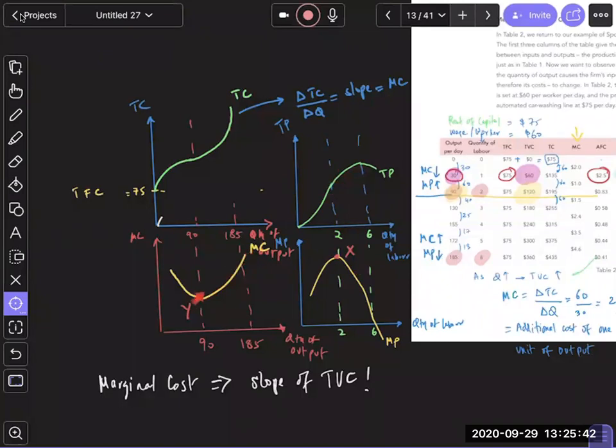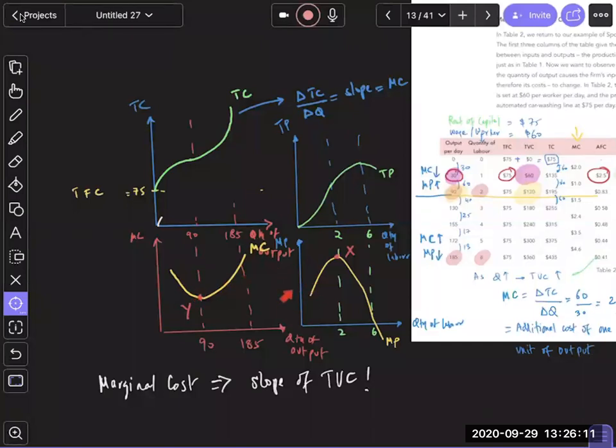In fact, the reason why marginal cost rises is because of the law of diminishing returns, which says that as you keep on adding more workers, MP falls. When MP falls, marginal cost goes up. What about total cost? The slope of total cost is marginal cost. And because marginal cost is falling, total cost is increasing at a slower rate. And then marginal cost is rising, which means total cost is increasing at a faster rate. So what happens in production has an implication on cost.